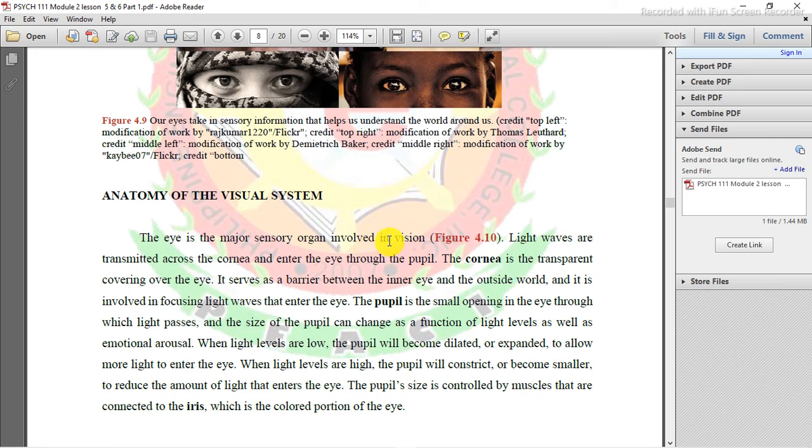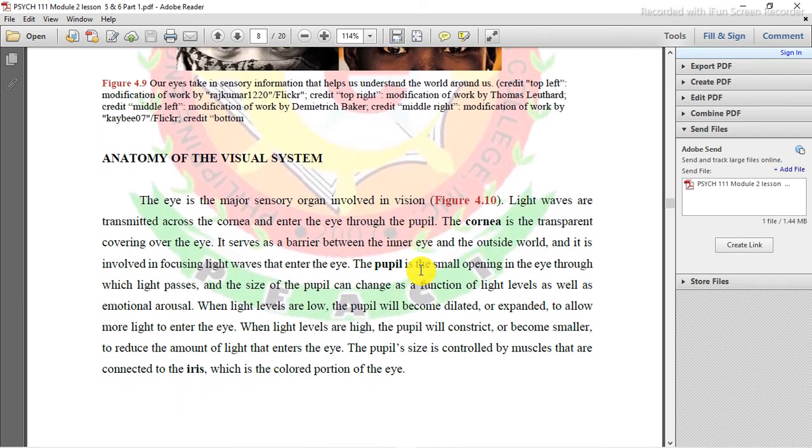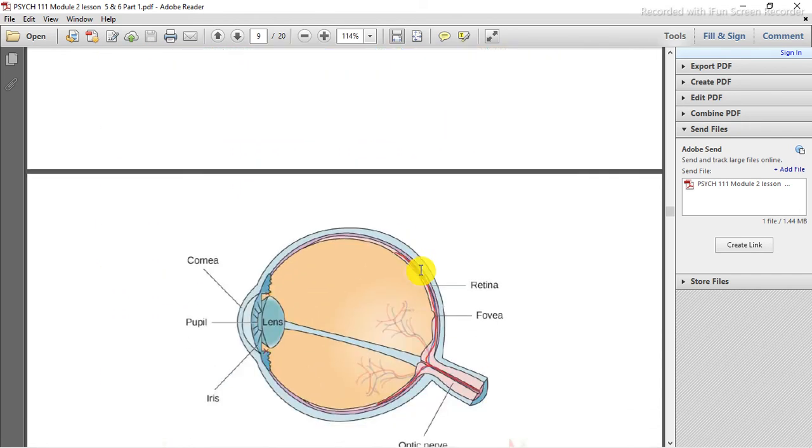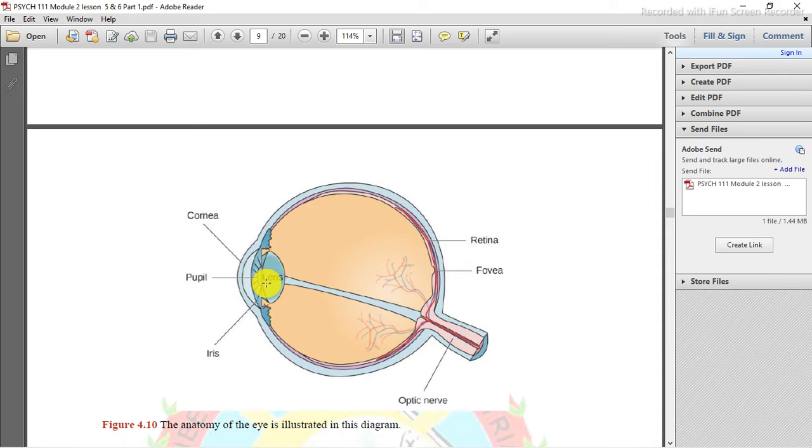So, ano yung anatomy of the eyes? Of course, here, light waves are transmitted across the eye and enter the eye through the pupil. So, ito yon, light waves enter the pupil. Dito talaga nanggagaling first.